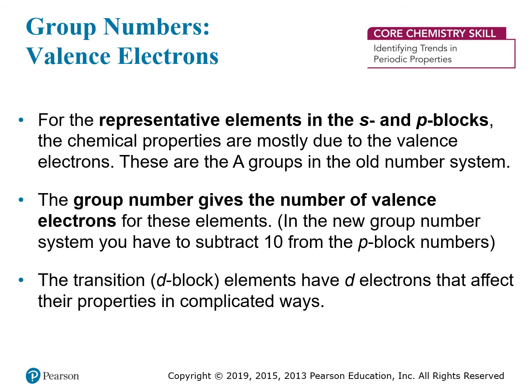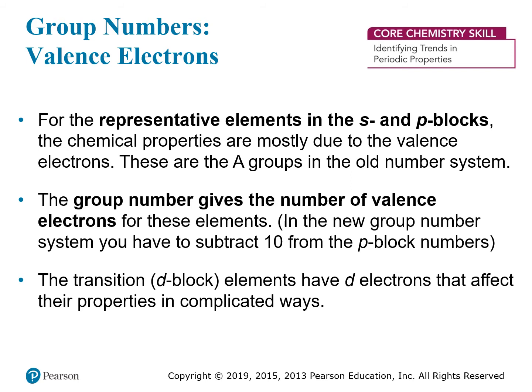Okay, so for the representative elements, which are the elements in the S and the P blocks, remember it's the elements that are not in the transition elements, and the transition elements are the D block elements. So all of the other elements, the S and the P block, are the representative elements. The chemical and physical properties of these S and P block elements are, again, determined by the valence electrons.